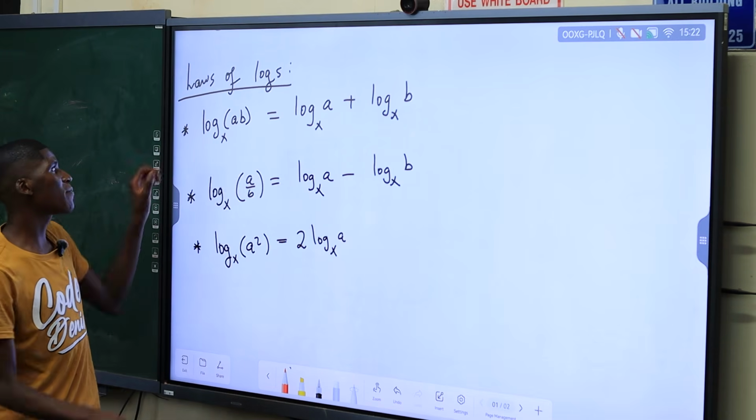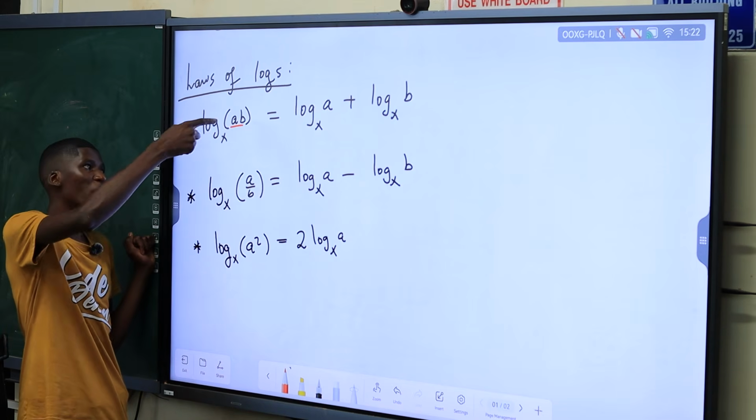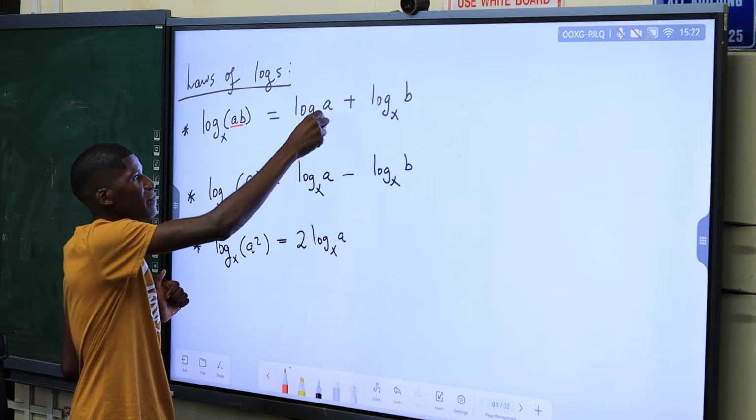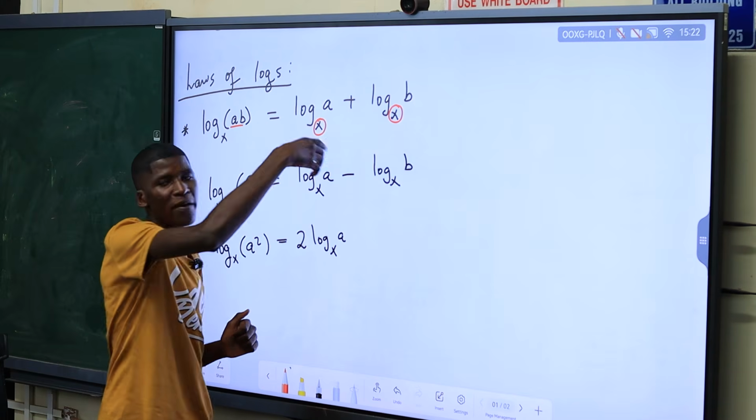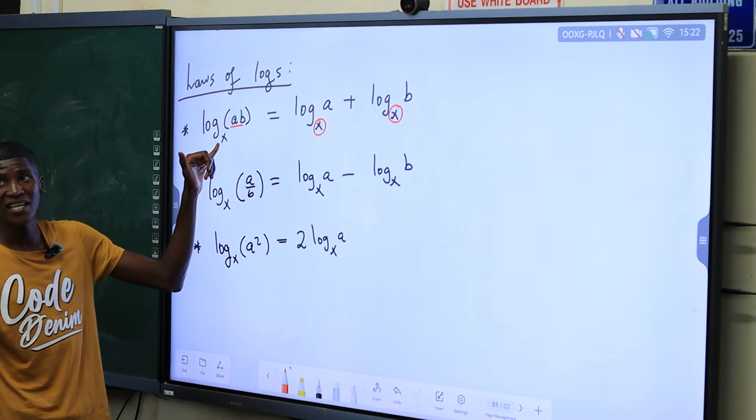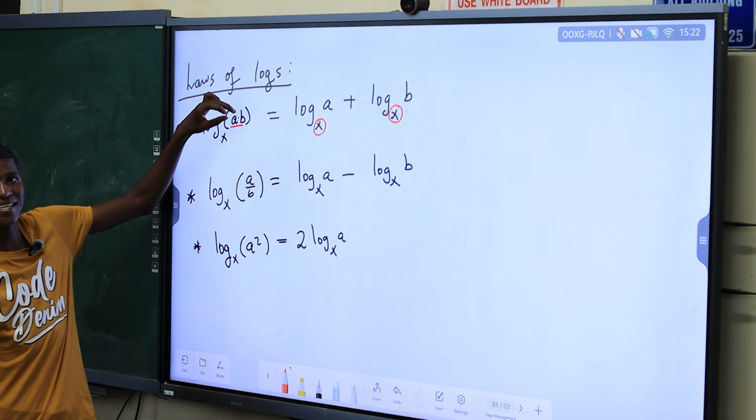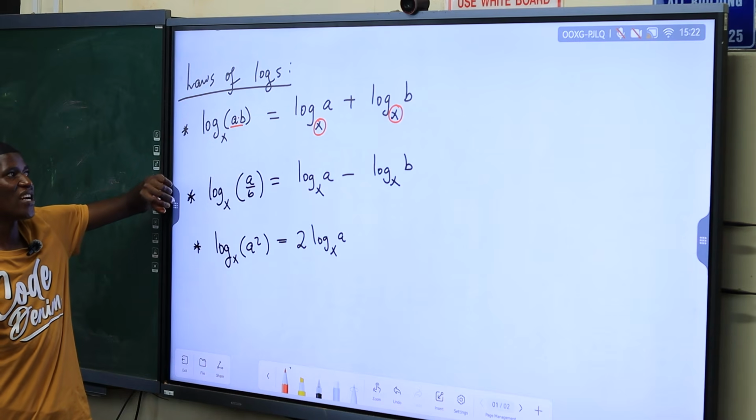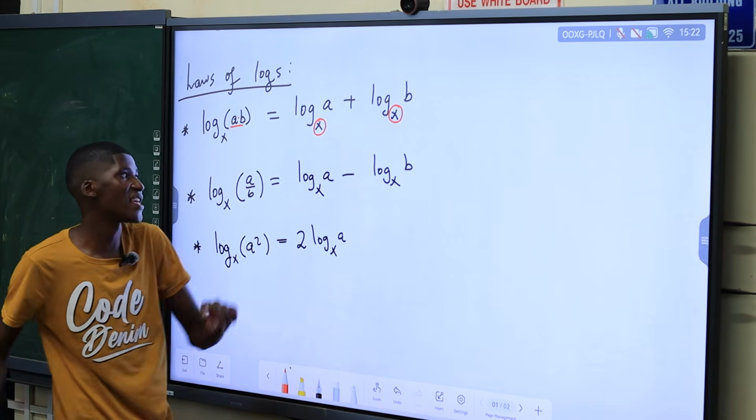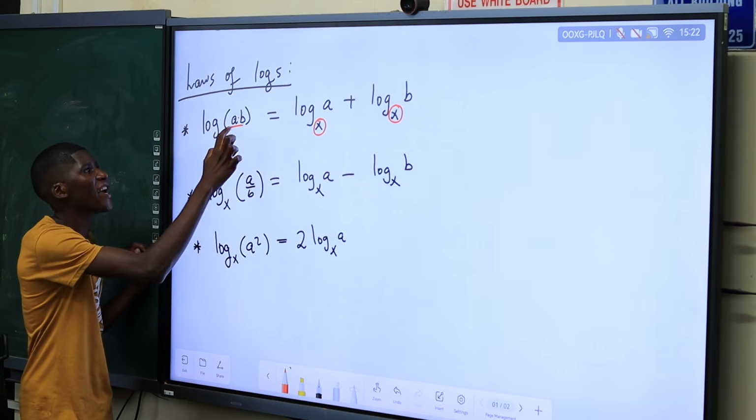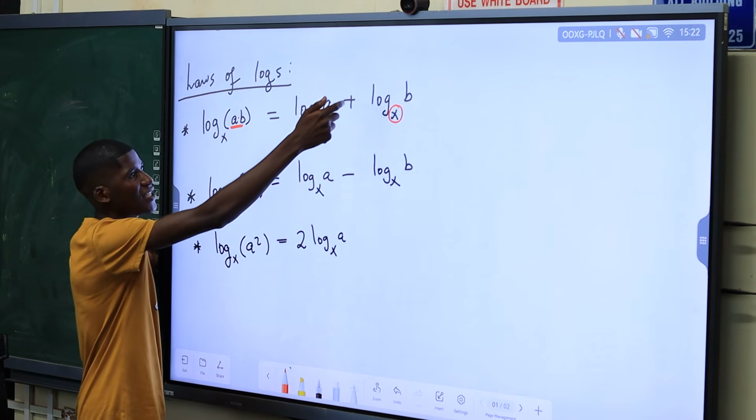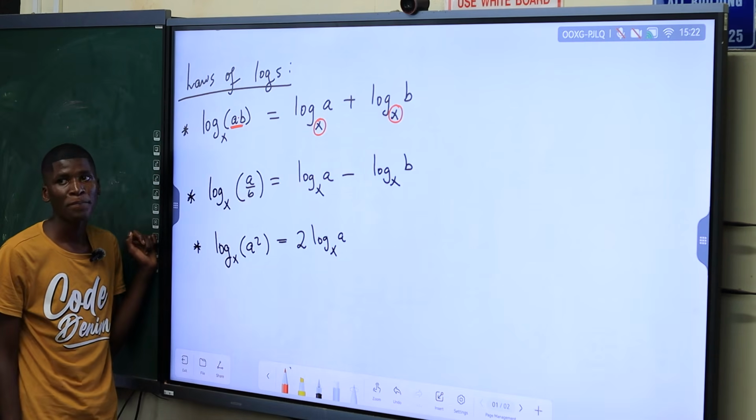If you have a logarithmic function of a product, for example A multiplied by B, you can express this as log of A with the base x plus log of B with the base x. When we have the same base and you are multiplying two things, whatever you are multiplying, you can express this as log base x of the first function plus log base x of the second function.